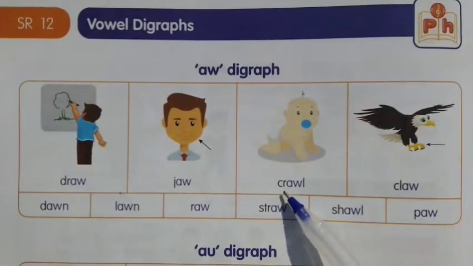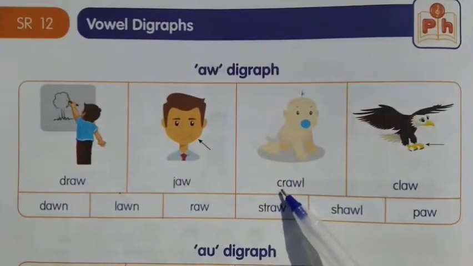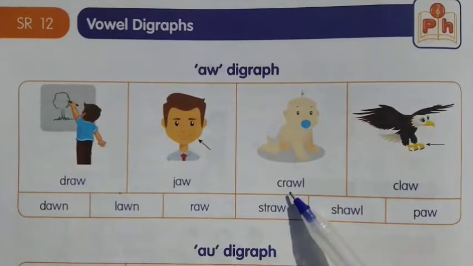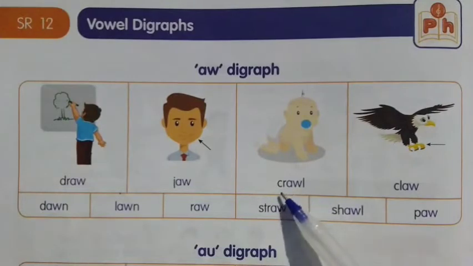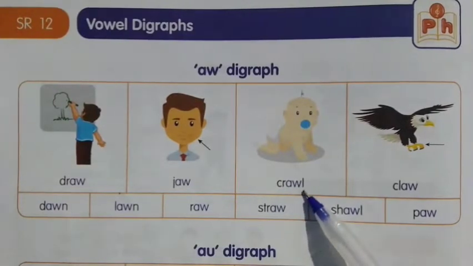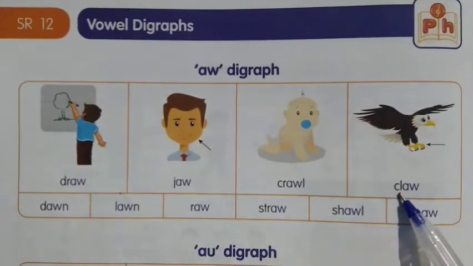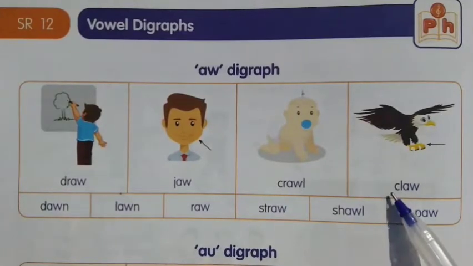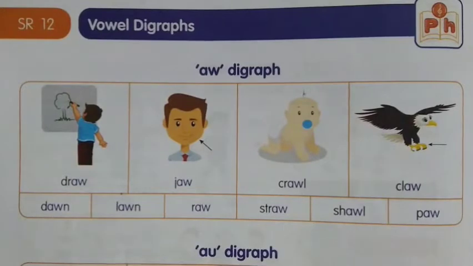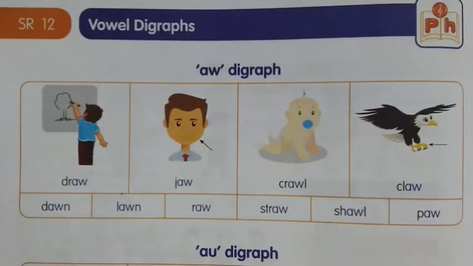See the next one. The beginning sound is kr. A, l. Kr, a, l. Crawl. Cl, a. Claw. Like this, you have to read these words by using the blending technique.